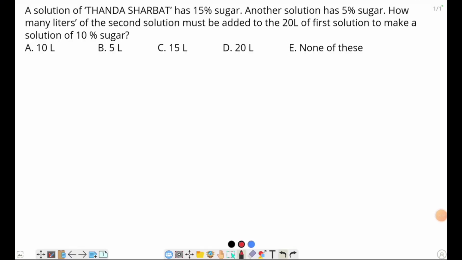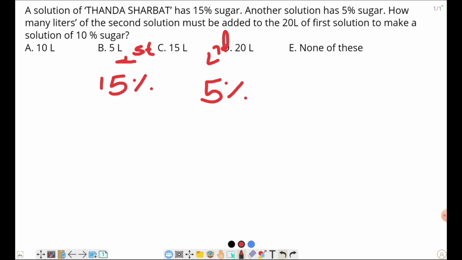A solution of Thanda Sharbat has 15% sugar. Sugar is here 15%. Another solution has 5% sugar. The first solution is the 15% one, and the other is the second, with 5% sugar. How many liters of the second solution must be added to the 20 liters of first solution to make a solution of 10% sugar?